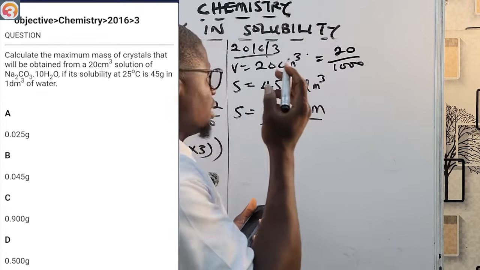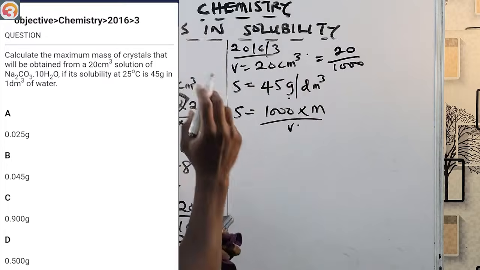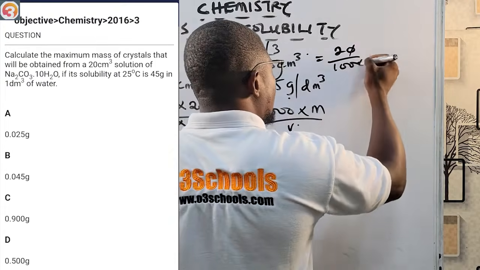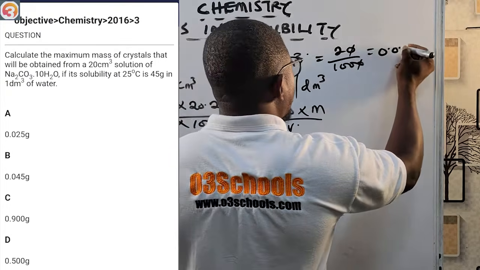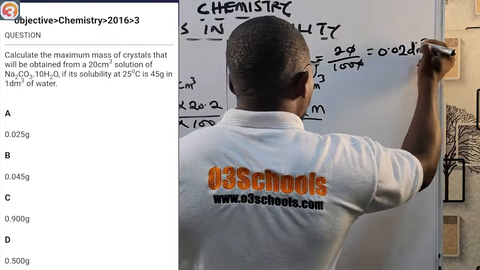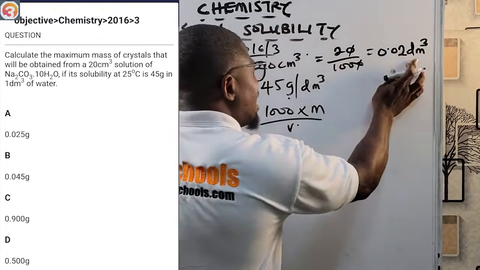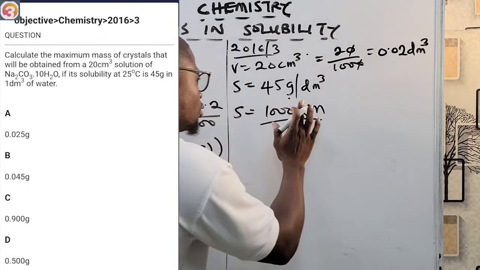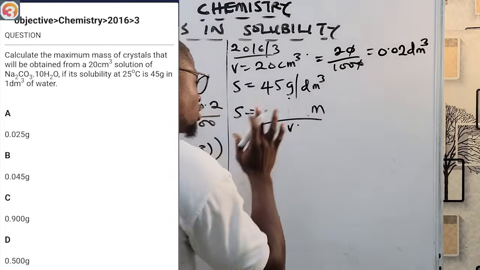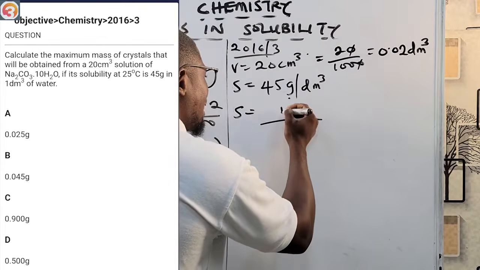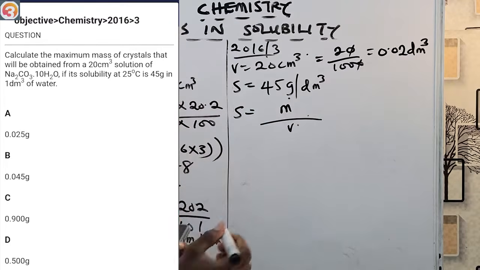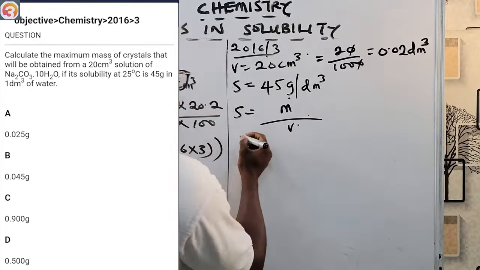So 1000 cm cube is 1 dm cube. So zero cancels zero, and we are going to have 0.02 dm cube. So the volume is already in dm cube, and when it is in dm cube, we do not use the 1000. We don't use the 1000. So that means our formula now goes to M over V.